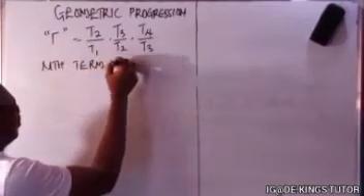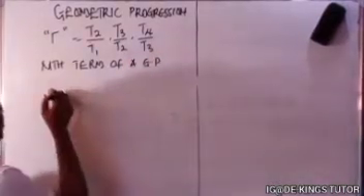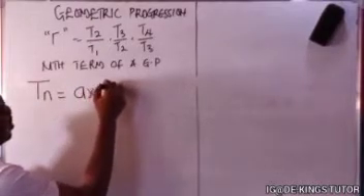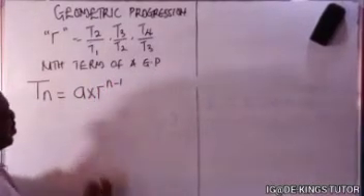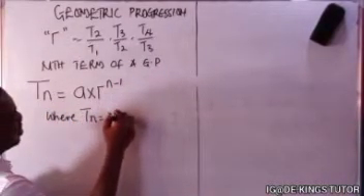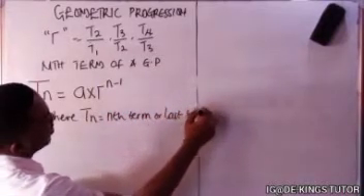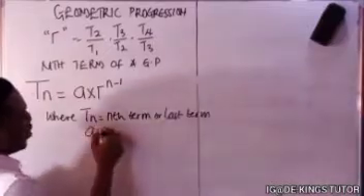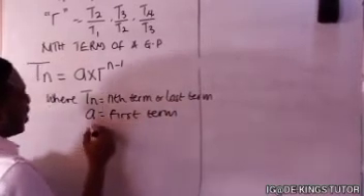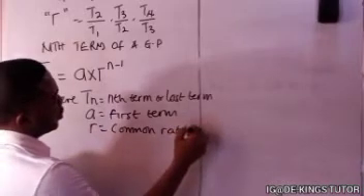The nth term of a GP. Now, the nth term of a GP is given as Tn equals A times R raised to the power of n minus 1. Where Tn is the nth term, also known as the last term, A is the first term, and R stands as the common ratio.